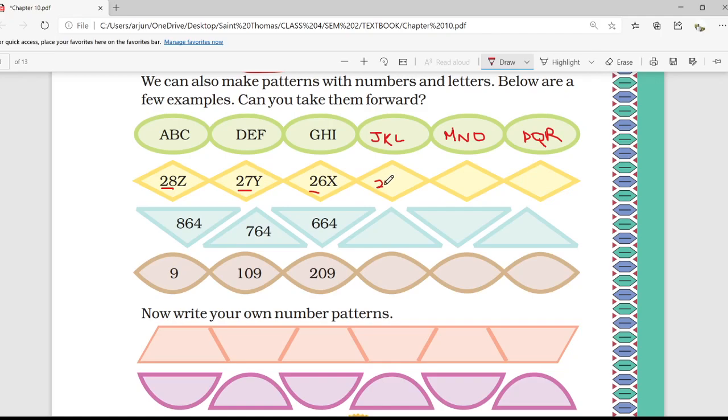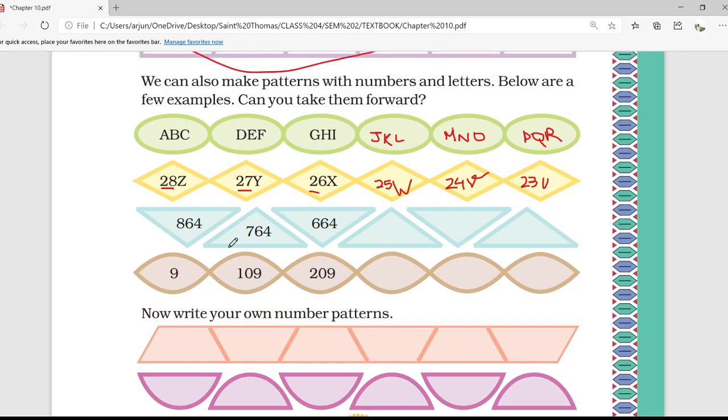25, right? Then here 24, and here 23. So see, this is also decreasing. Z, then Y, then X, then what will come here? Yes, the W in descending order, right? Then V, here U. Okay, now moving to the next pattern.